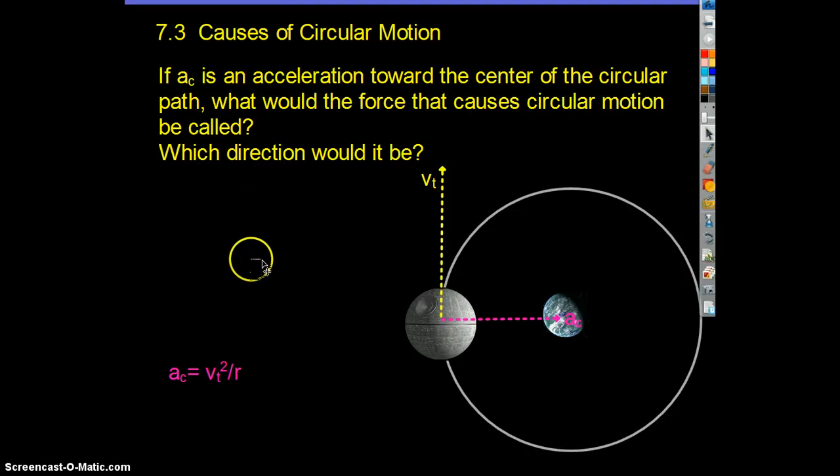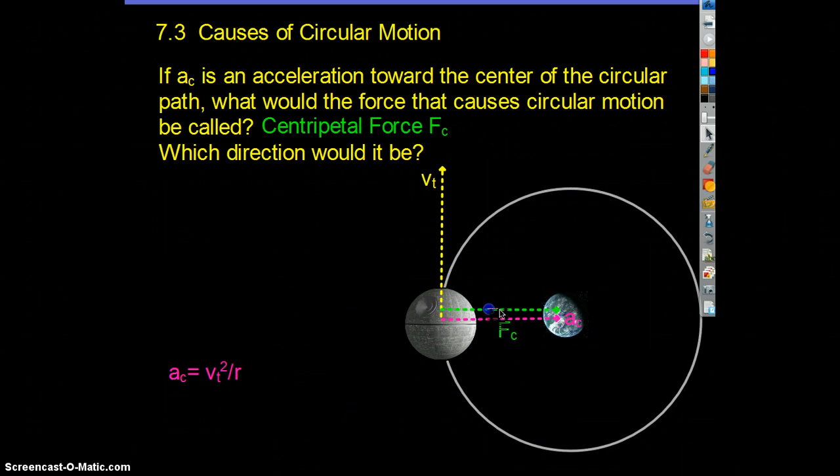Any ideas out there? How about centripetal force? Centripetal force seems like a very good answer. If you got centripetal acceleration, it'd be centripetal force. If the acceleration is towards the middle, what direction would the force be?